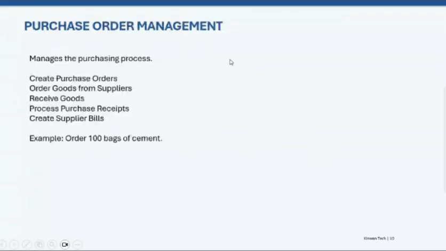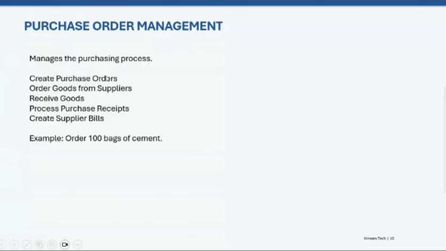Under the distribution module, we shall touch on three aspects of it. So we have the purchase order management area. Under this area, it usually manages the purchasing processes.